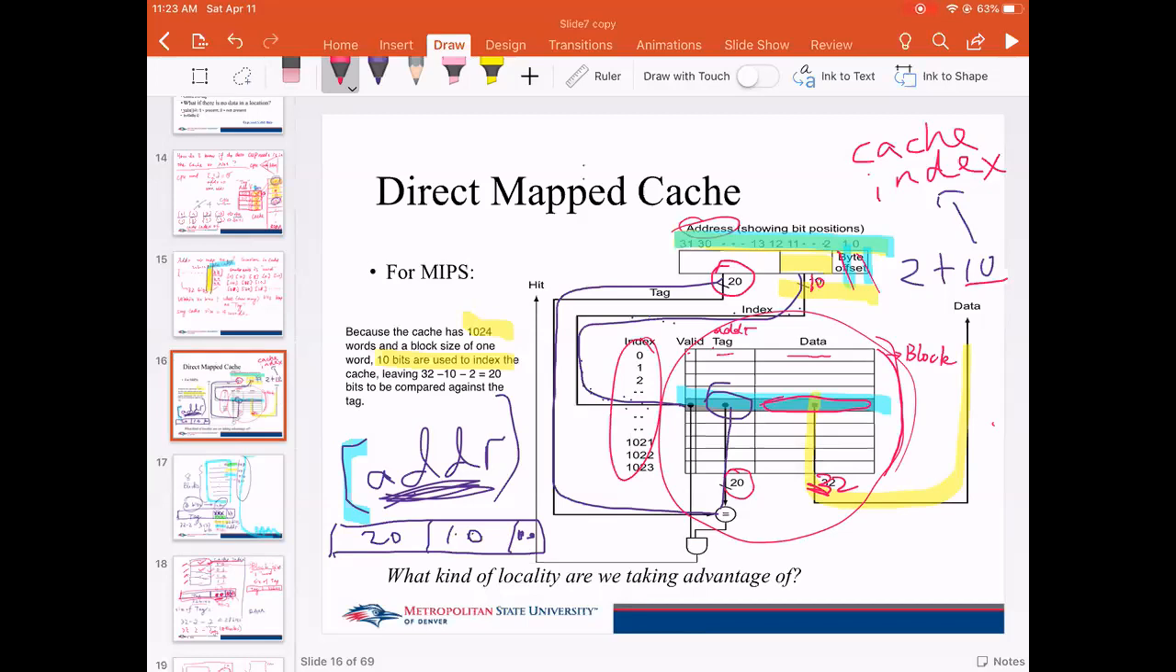So I actually know that 10 bits, because that's identical with the cache index. So the tag size will be 20 bits, because that's the leftover. You have to remember, the tag size will be 20 bits. So how do I use this example?